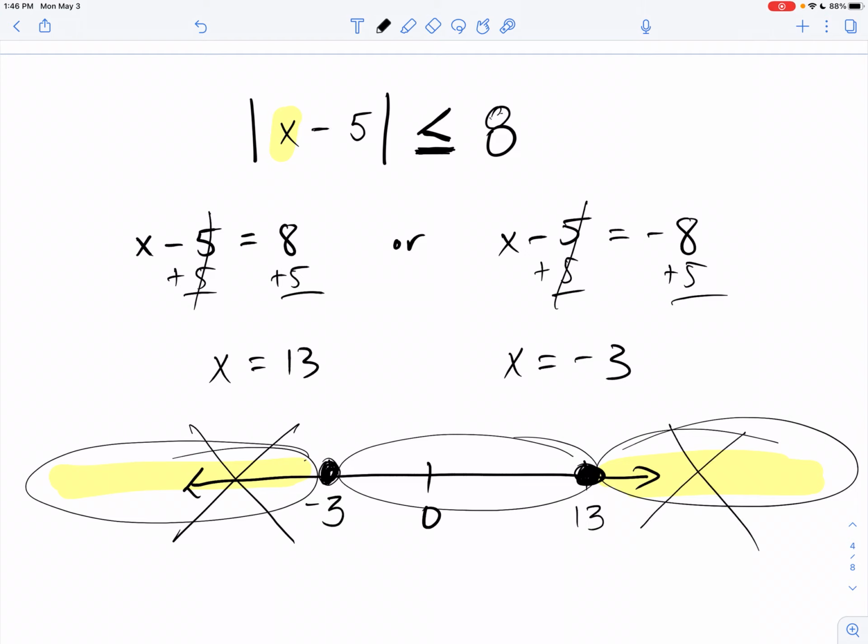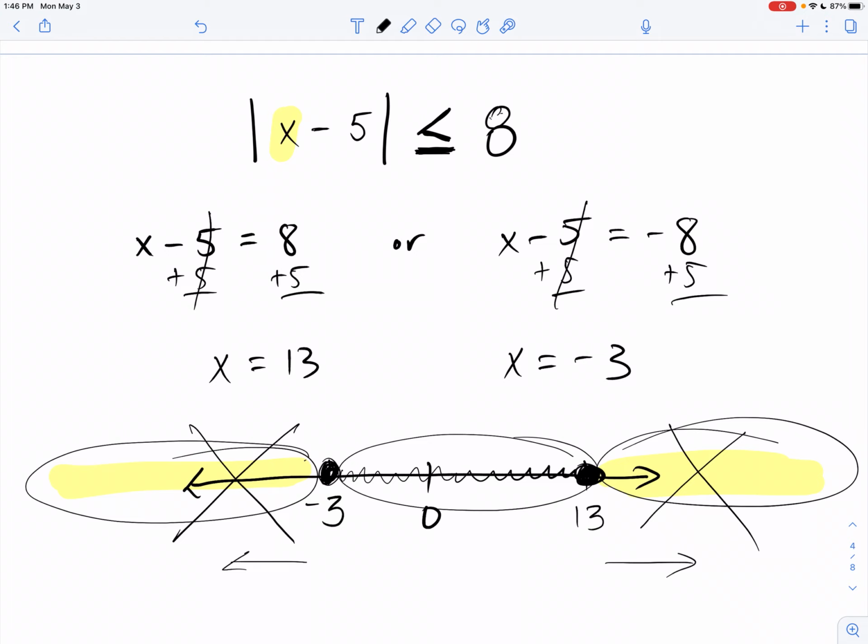What you're looking for when you're solving an absolute value inequality is you're going to have information that is either outside of your two endpoints, or critical values, sorry, I meant to say critical values, or it's going to be all the information between them. So on this one, pick any number that is between negative 3 and 13. Pick it. Hey, how about 0?